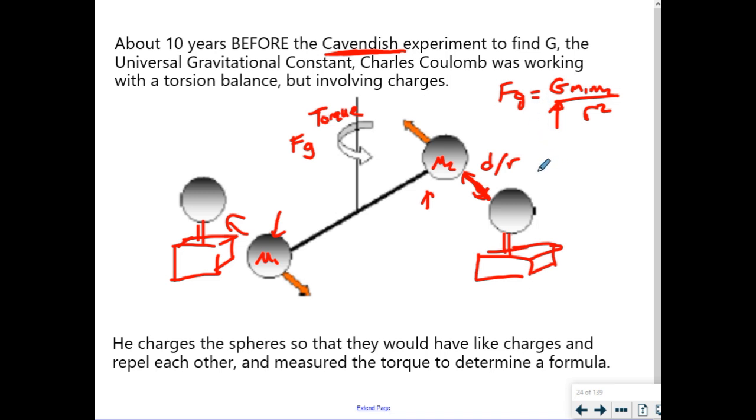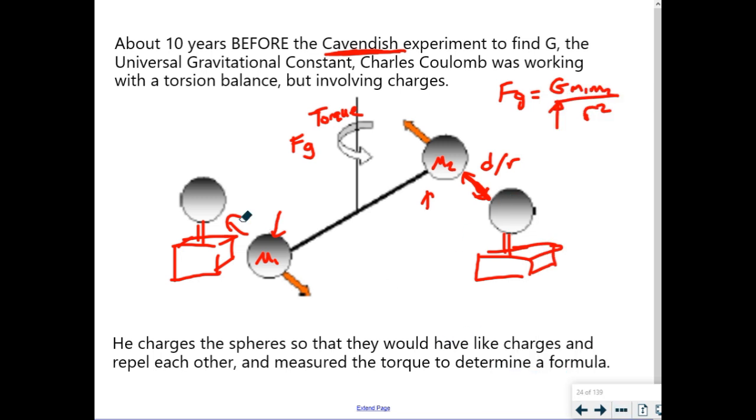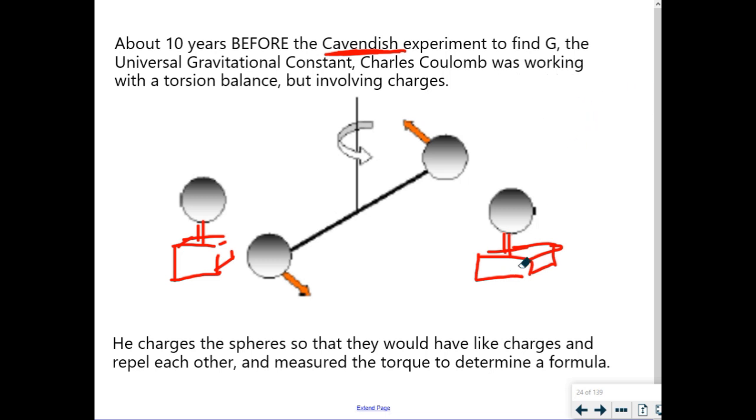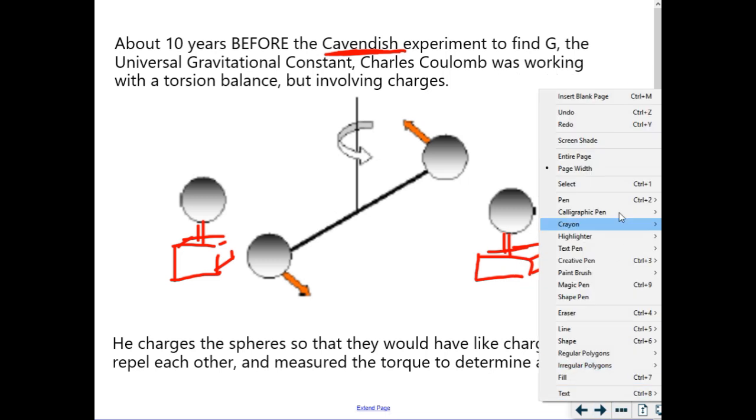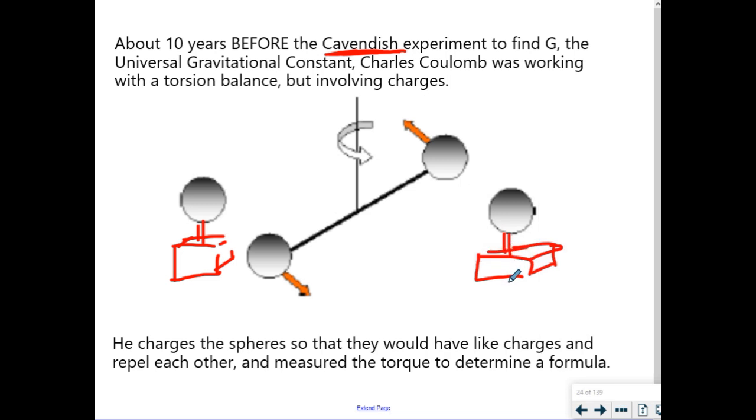Now, one of the things that maybe you didn't learn about when you were taught this in Physics 20 is that Cavendish experiment was a total ripoff of Charles Coulomb, who did the exact same experiment with the torsion balance, but he did it with charges. So Cavendish was actually a bit of a plagiarizer, honestly. He stole the idea of how to calculate the G value for gravitation from Coulomb.